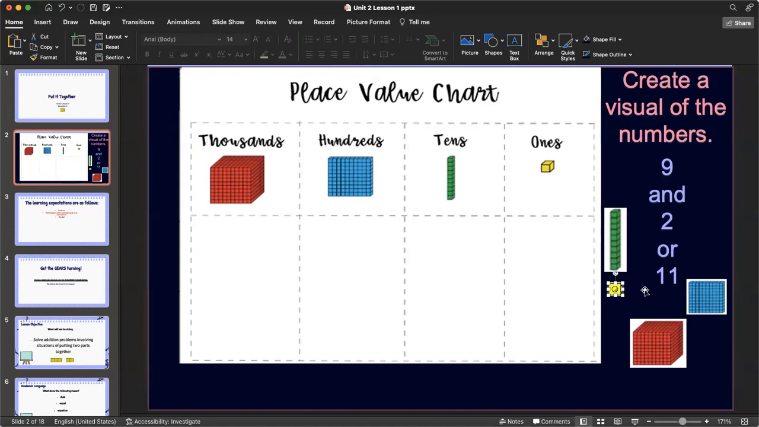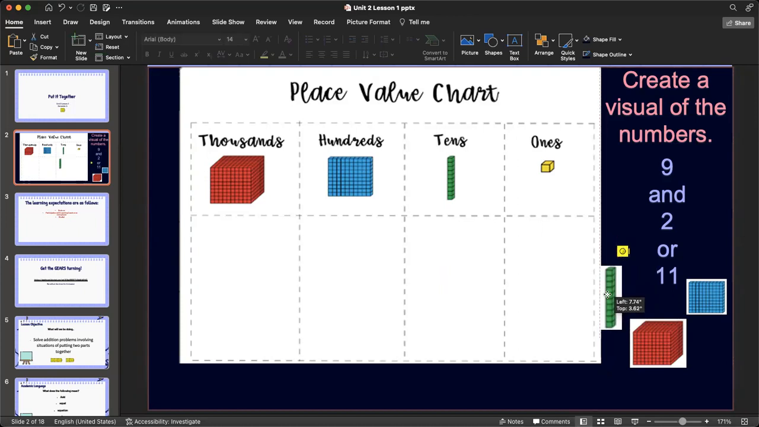Last but not least, we have the number 11. How would you make the number 11? 1 10, right? And 1 ones cube to make the number 11.